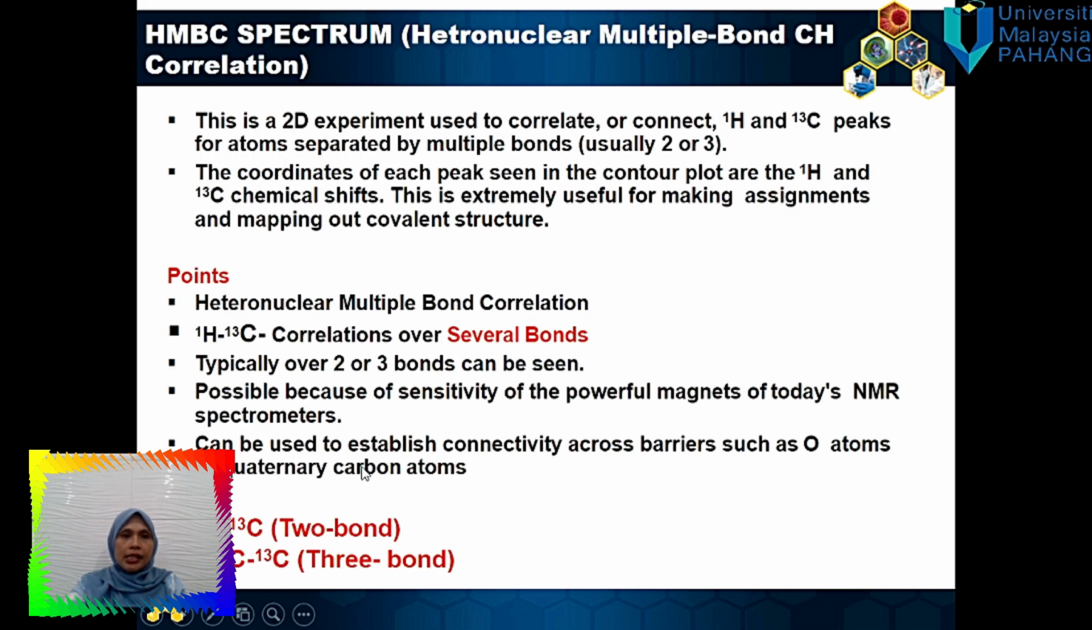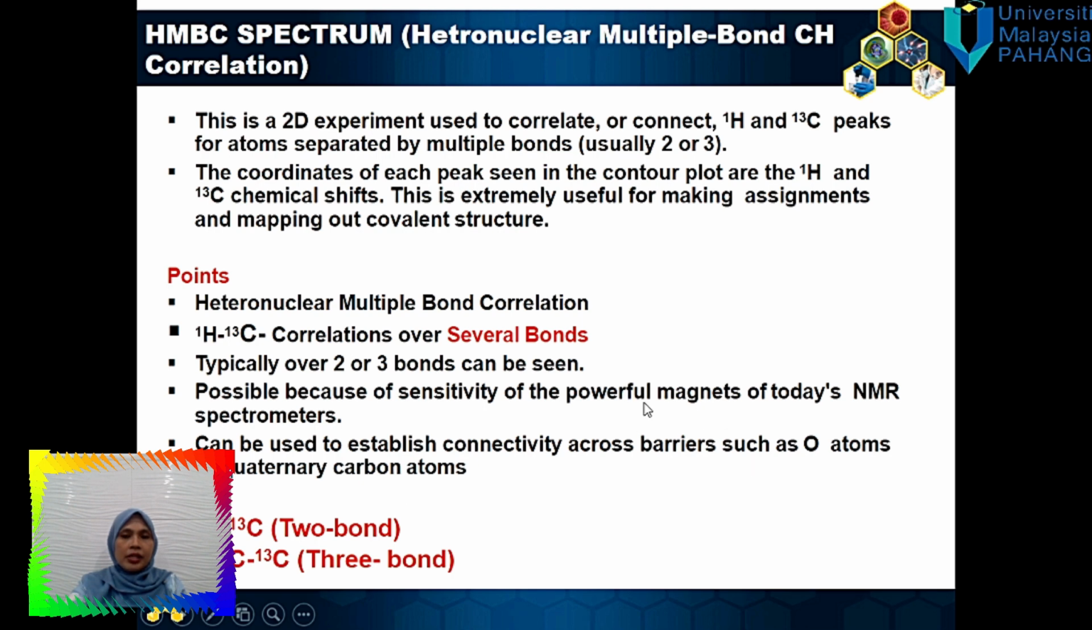Next example, the next term is the HMBC spectrum. HMBC stands for heteronuclear multiple bond C-H correlation. In this case, we can see the correlation between proton and carbon-13 over more than one bond, over several bonds. Typically over 2 or 3 bonds can be seen. More than that is normally impossible to see. It can be used to establish connectivity across barriers such as oxygen atoms or quaternary carbon.